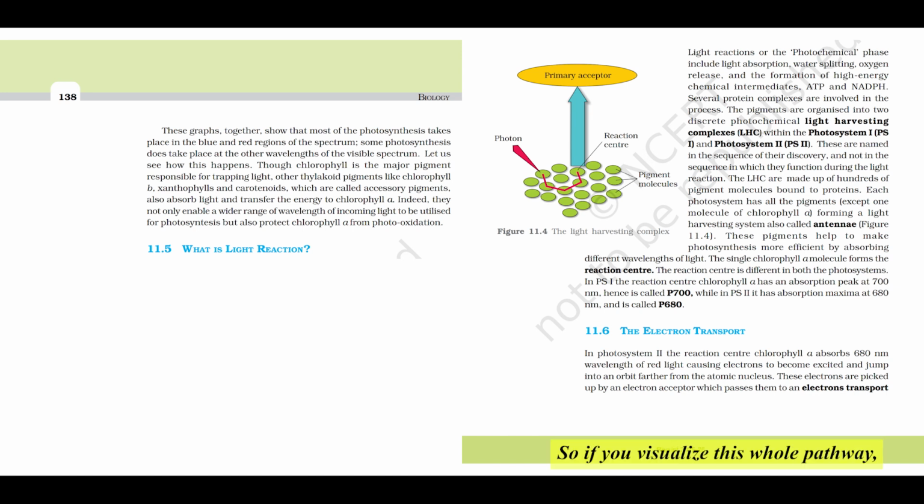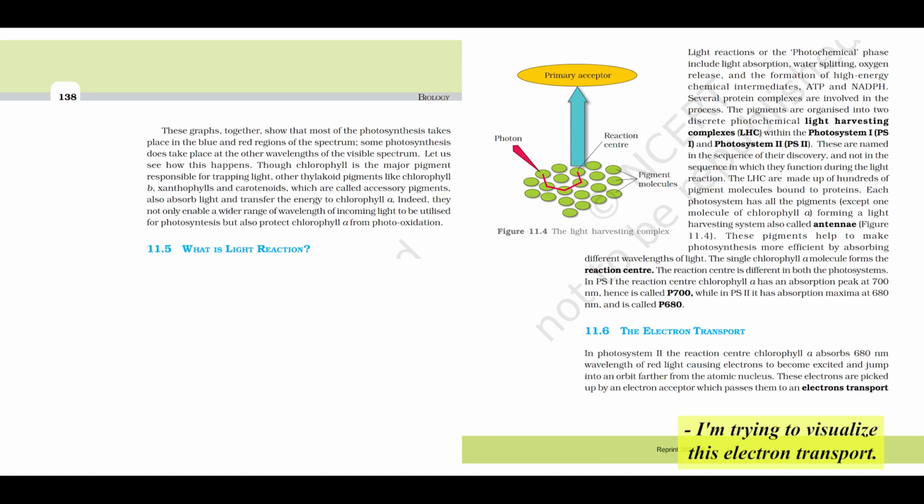So if you visualize this whole pathway, starting from PS2, electrons go uphill in energy, then downhill to the ETS to PSI, then uphill again at PSI, and finally downhill to NADP+. That zigzag pattern on an energy diagram gives us the Z shape. This entire process involving both PS2 and PSI is known as non-cyclic photophosphorylation because the electrons flow in one direction from water to NADP+ and are not cycled back. And as we'll see, it generates both ATP and NADPH.